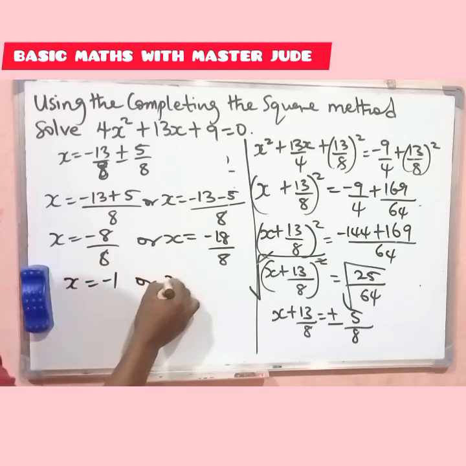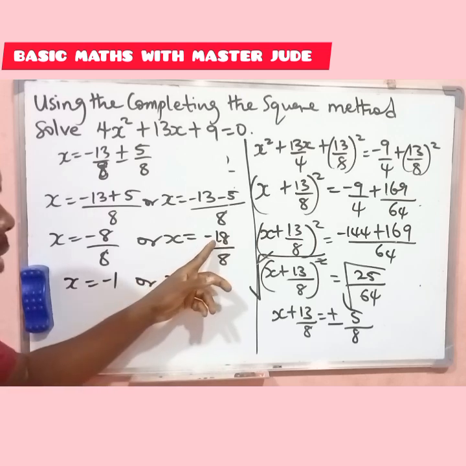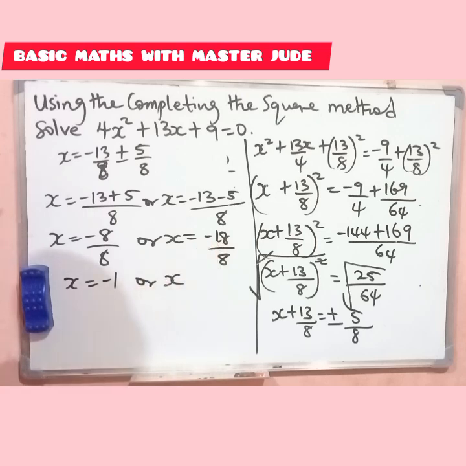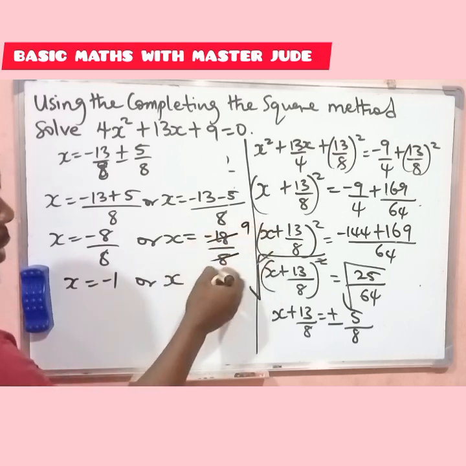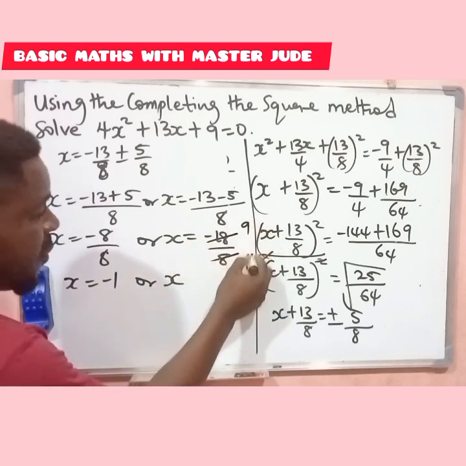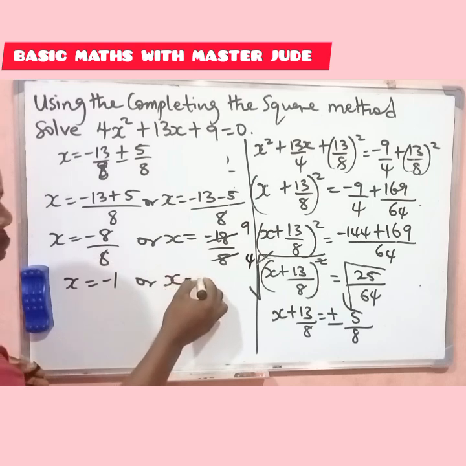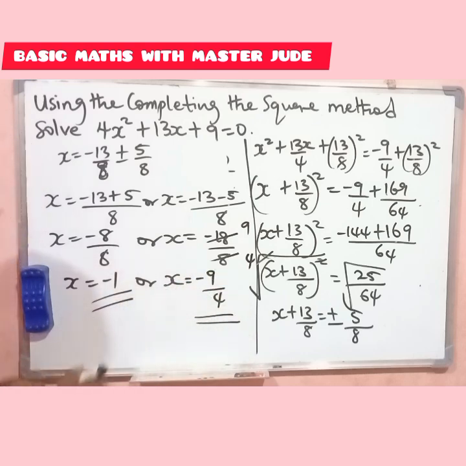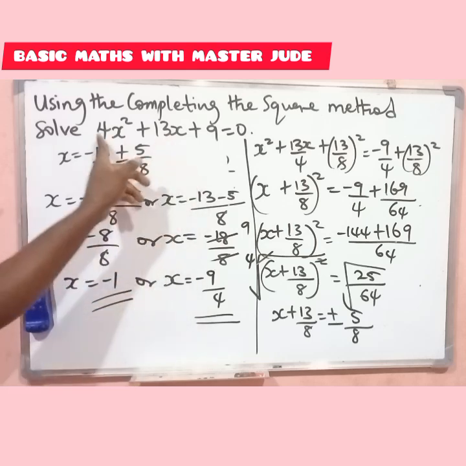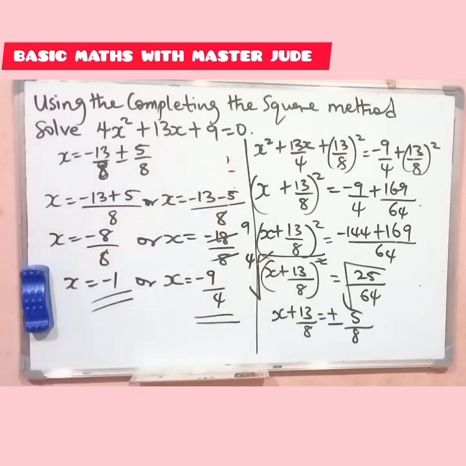Or x is equal to, what can divide 18 and 8 simultaneously? 2. 2 in 18 gives me 9, and 2 in 8 gives me 4. So x is equal to minus 9 over 4. These are the two roots you get using the completing the square method to solve this quadratic equation.